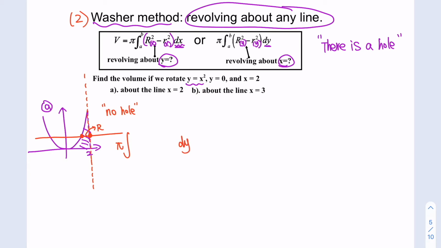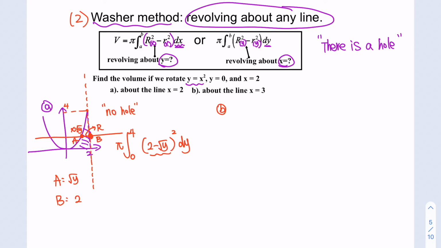The y value will be from 0, and when x equals 2, the y value here is 4. For r squared, keep in mind this r has to be a function of y. So if you look here, this is x equals square root of y. So it will be 2 minus square root of y, because point A is square root of y and point B is x equals 2. So 2 minus square root of y gives us the radius. Part B.